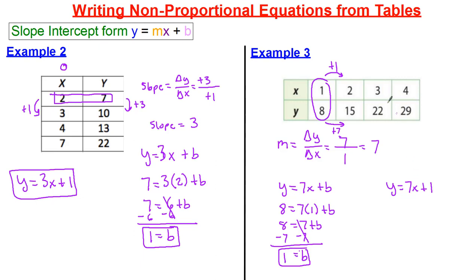And you could always check to see if this is true. Let's just go ahead and check. Let's check with this point. So that means if my x is 3, so I'm going to plug in 3 for x. Whenever I evaluate this, y should be equal to 22. Is it going to be equal to 22? Y equals 21 plus 1. 7 times 3 is 21. Y is equal to 22. So that's how I know that my equation is correct. And that's going to work for any point on that graph.